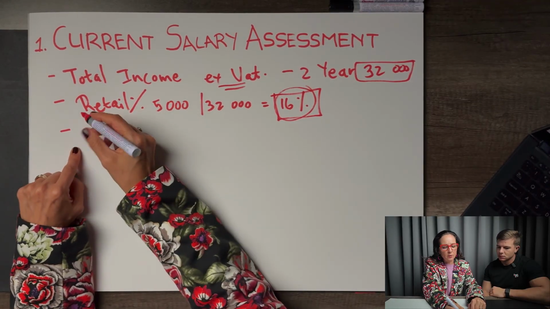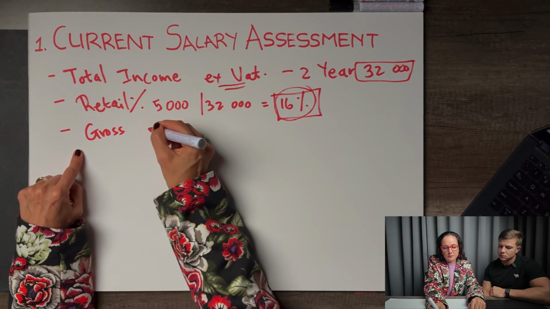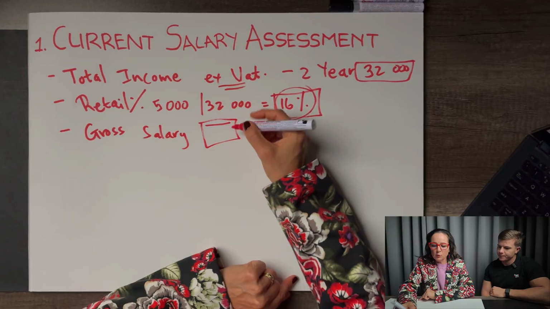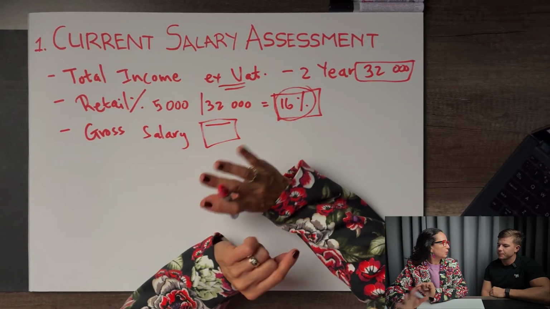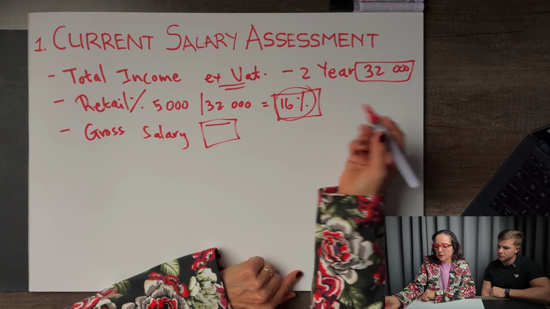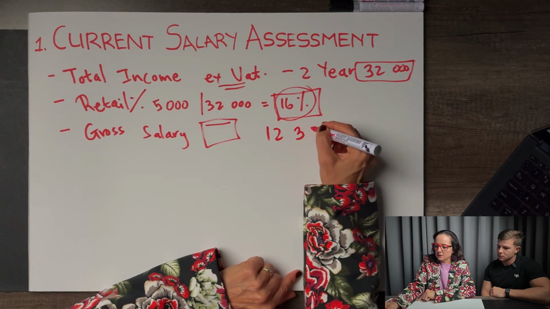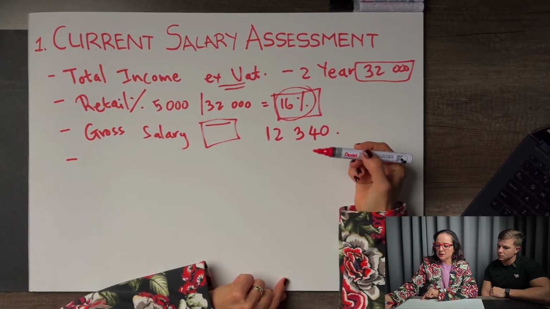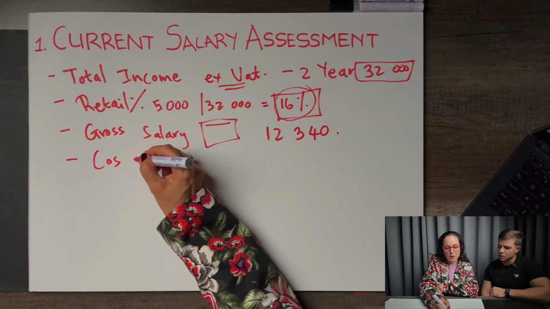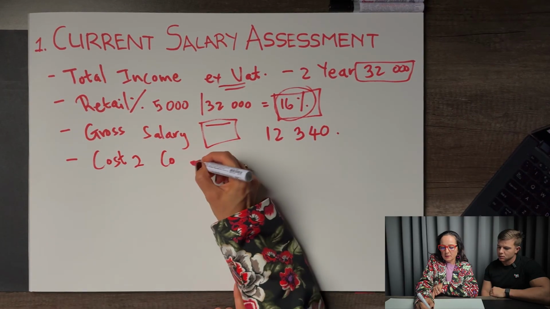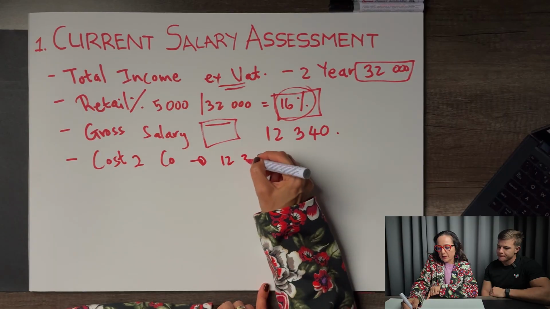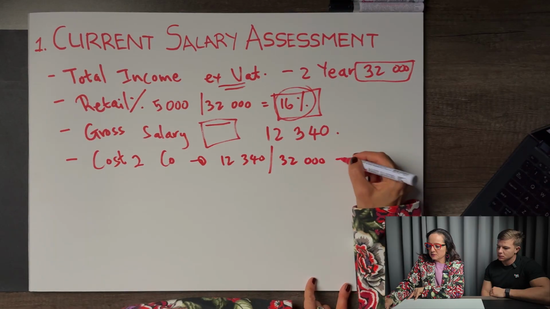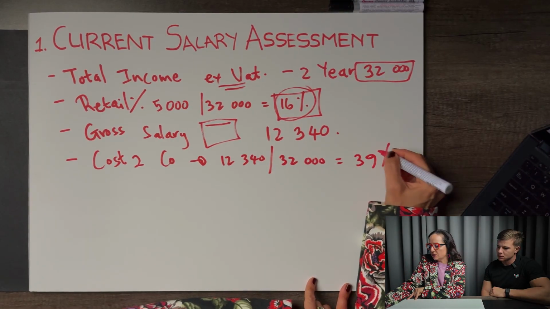The next metric we will complete is her gross salary. Gross salary is what is at the top of the payslip before we deduct any PAYE or UIF or anything else. So you put in a gross salary there. Let's say for instance it's 12,340, and then we will calculate her cost to company. Cost to company is where we take what you pay her, divided into what she's brought in for the business, and I know that percentage is 39%.